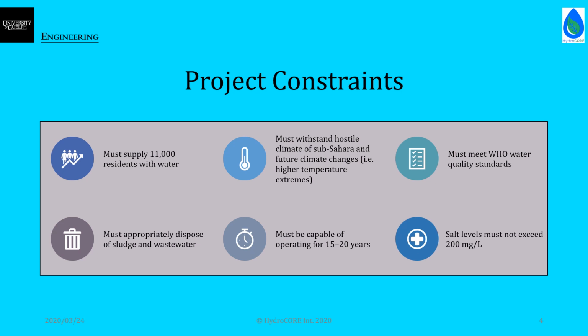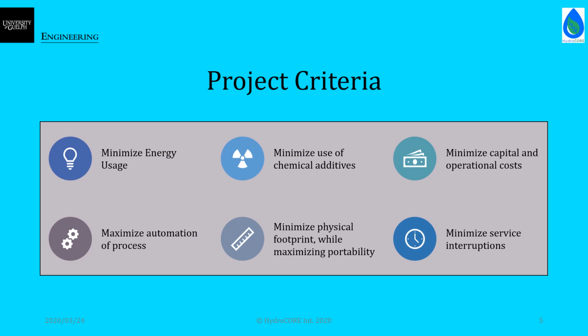Due to the general nature of the project, the overall goal with our criteria was to minimize as much as possible. This goes for the electricity and energy usage, the use of chemical additives, the capital and operating costs, the amount of operation and maintenance required, the physical footprint of the unit, and finally the interruptions in water service to the community.